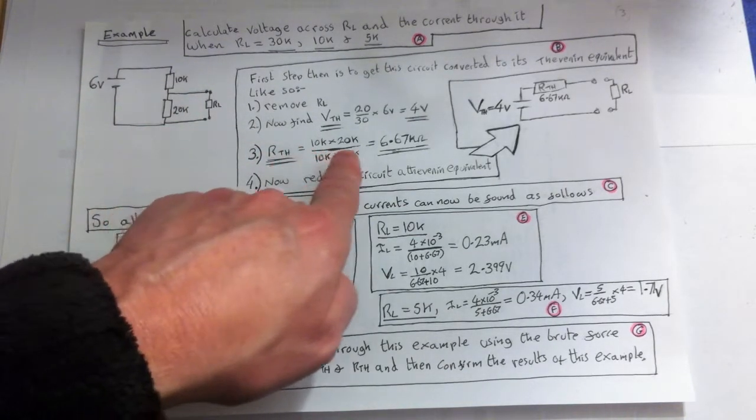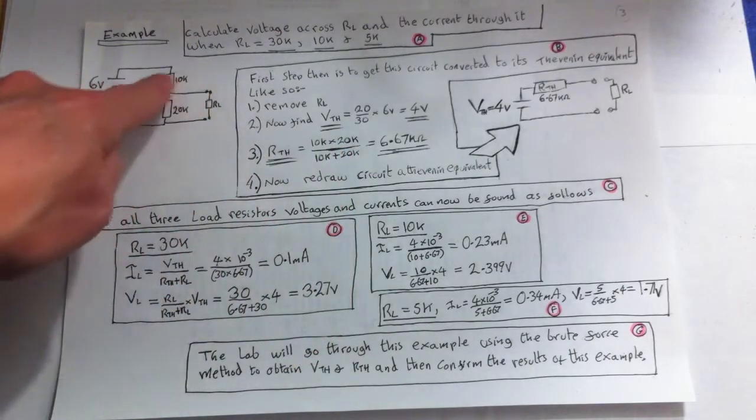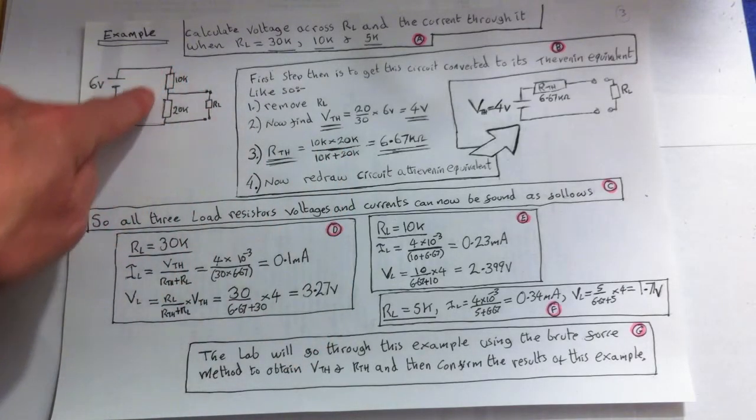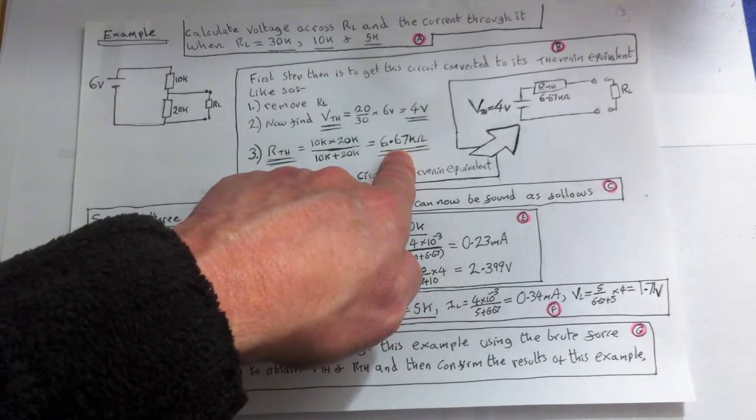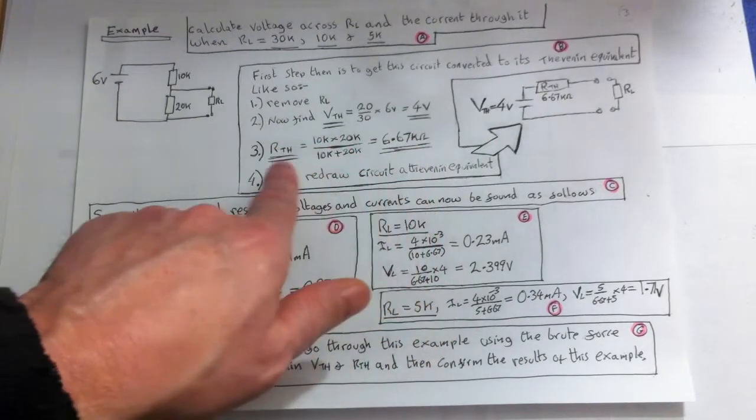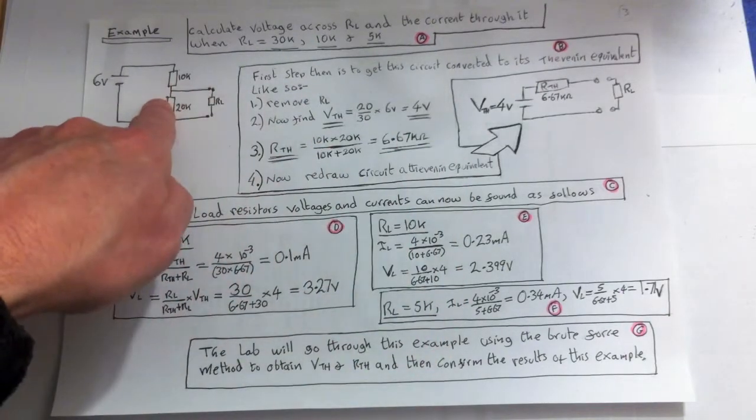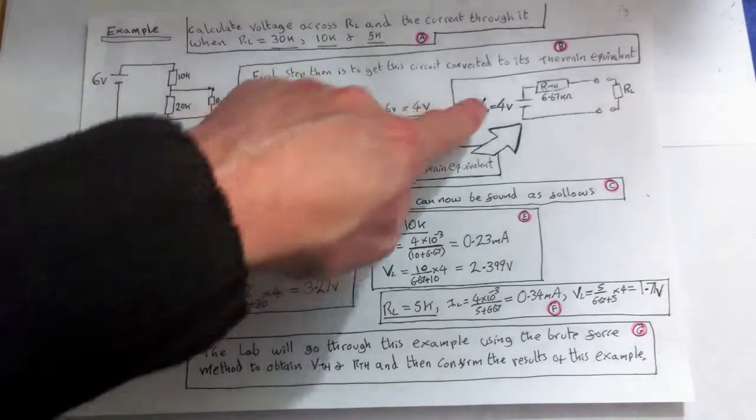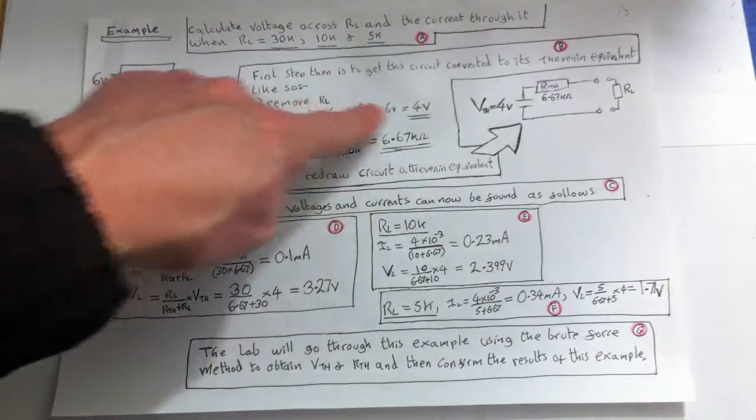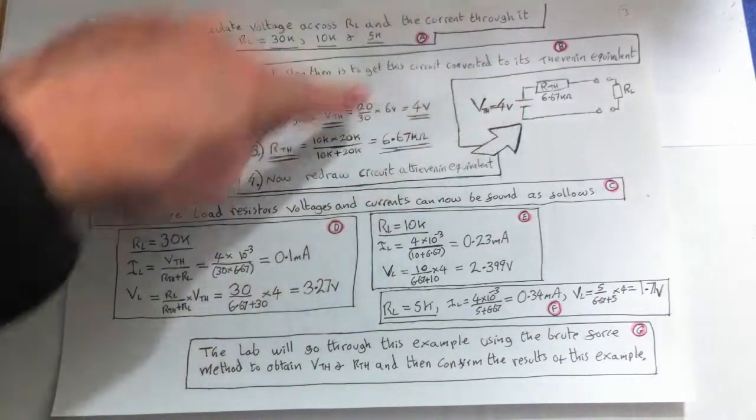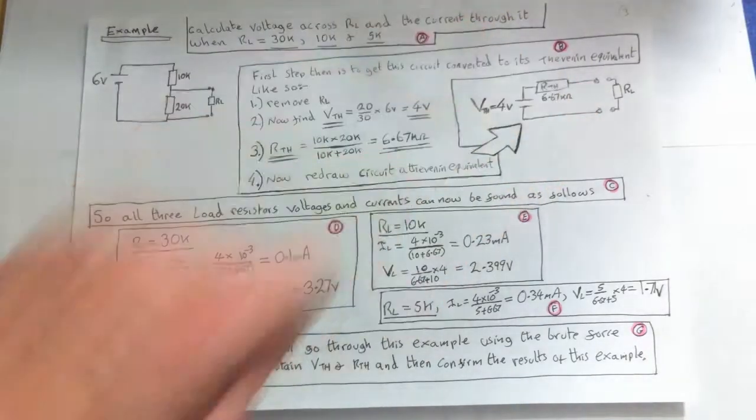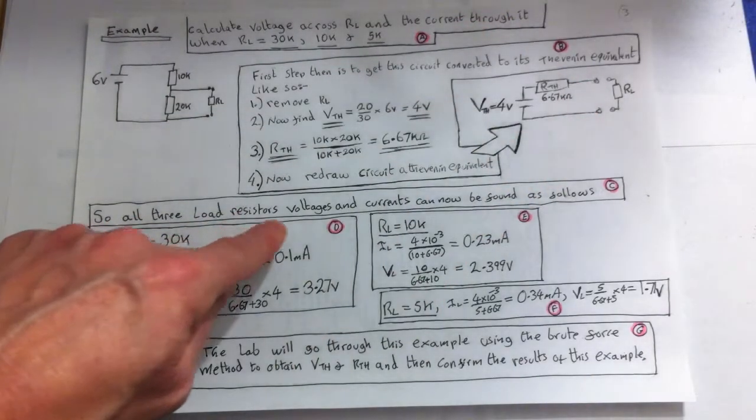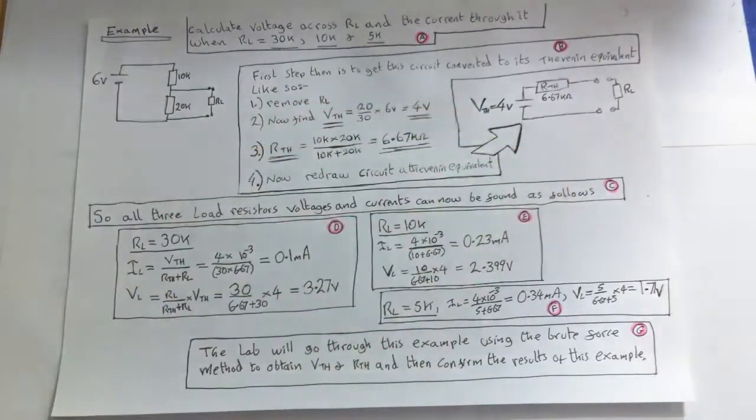The Thevenin resistance is the parallel resistance looking in, so we're looking in here, it's 10k in parallel with 20k, so that comes out to be 6.67 kilo ohms. Now we can redraw this into the equivalent Thevenin circuit, which is here. So we've got the 4 volts that we found across here, and the Thevenin resistance is 6.67 kilo ohms. Now all three load resistor voltages and currents can be found as follows.